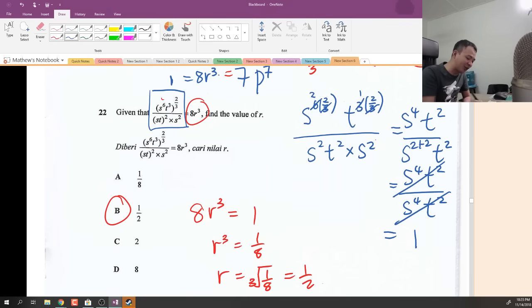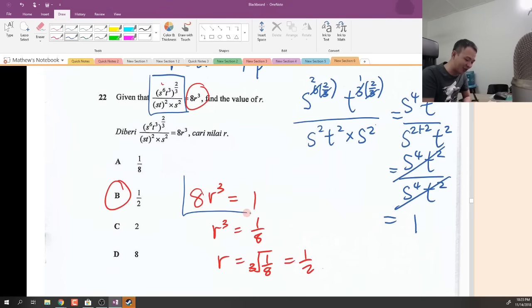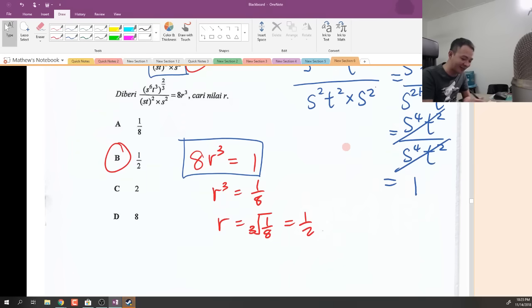So if 8r cubed equals 1, I write the equation down. After I write the equation down, I move the 8 to the other side, I get 1 over 8. I move the cube to the other side, it becomes cube root of 1 over 8. Cube root of 1 over 8, you will get 1 over 2. I hope you get it.